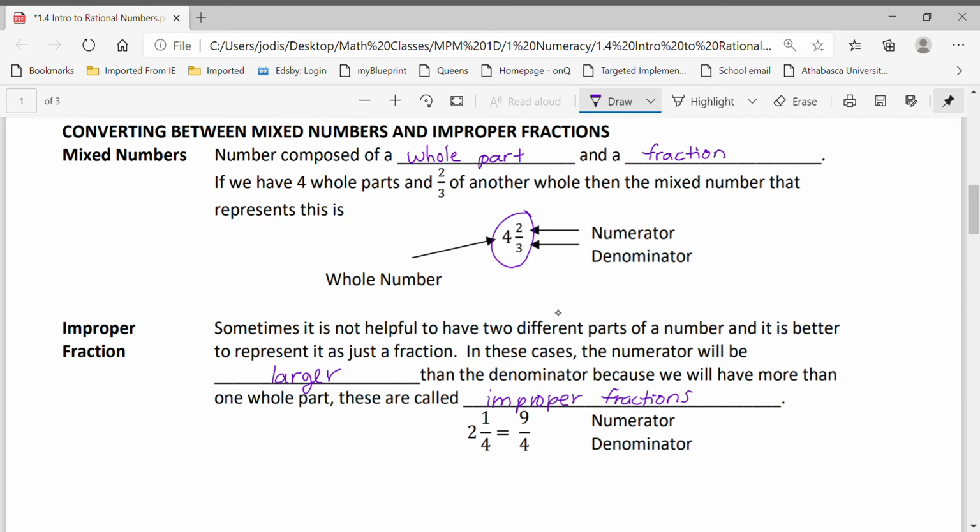So if we wanted to convert a mixed number to an improper fraction, the easiest way to do it is to take your denominator and multiply it by your whole number. In this case, we'd have 2 times 4, which is 8. Then we take that number, the 8, and add it to the numerator. So that would be 8 plus 1, and that gives us 9. And you just leave the denominator the same. So that would give us 9/4 as our improper fraction.